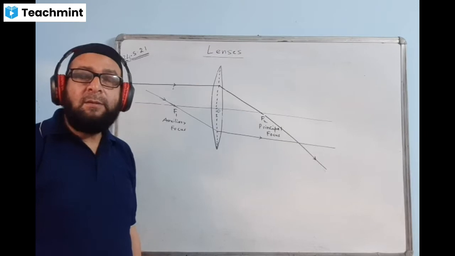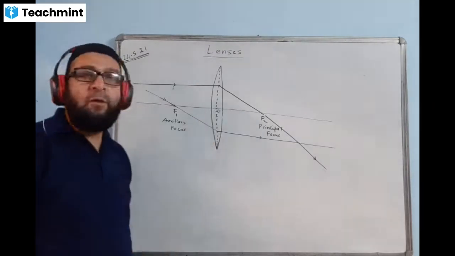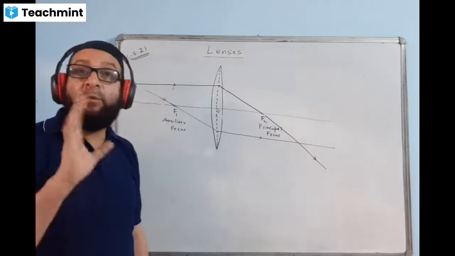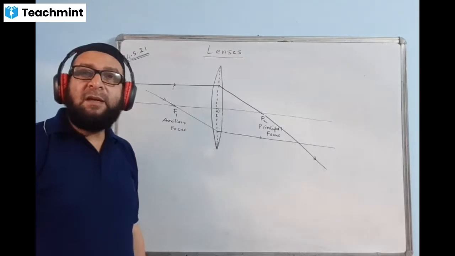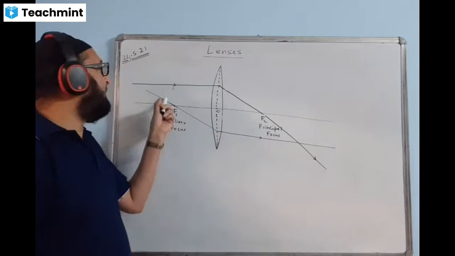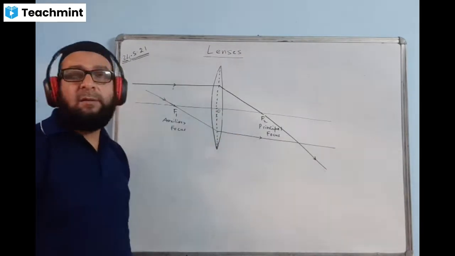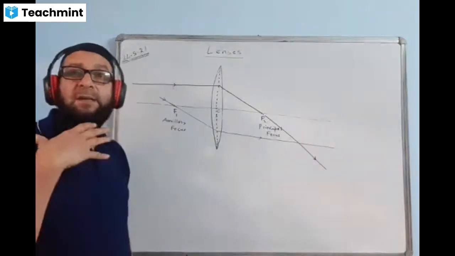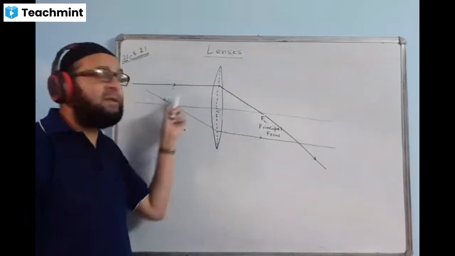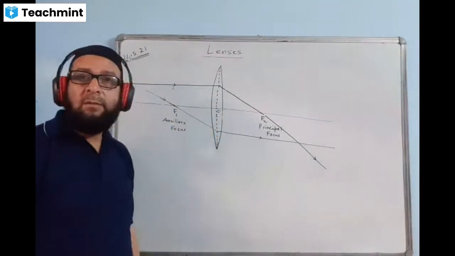Why? A question may come. Both the focal distances from the optical center are generally equal. Why are they generally equal? Because the medium is the same. This side medium and this side medium are the same. This is normally air, and this side is also air. Since the medium is generally the same on both sides of the lens, the distances F1 and F2 from O will be equal.